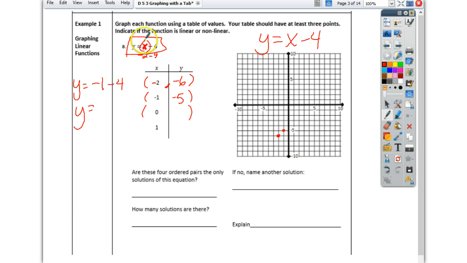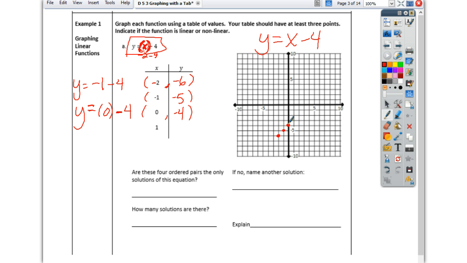y equals, and by the way, you should always put your x in parentheses, and you'll know why when it comes to being a negative every once in a while, so it doesn't get you mixed up and you don't get any wrong. So my x is now a 0. So what is 0 minus 4? Negative 4. Let's plot that. 0, negative 4. Now it's looking good.